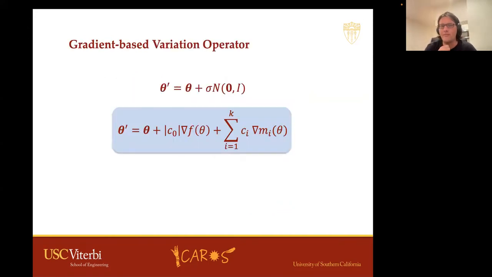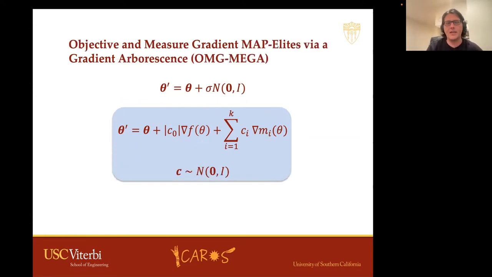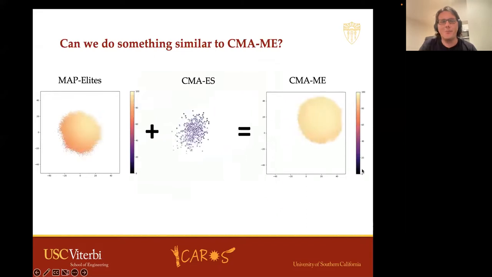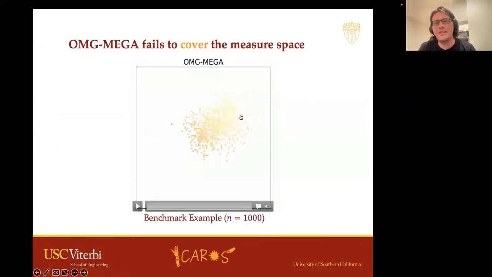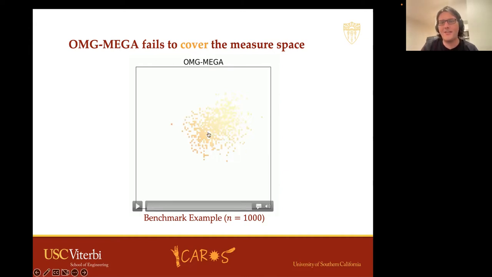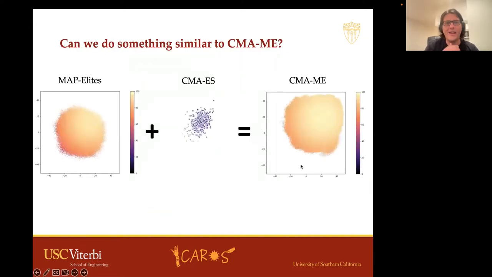We're going to put coefficients in front of our gradients. If we sample coefficients on how much to use the objective, how much to use the measure functions, and what direction, then we can take a linear combination of the gradients and get a perturbation operator on the parameter space. Because it's MAP-Elites, we sample that from a Gaussian, and the much lower dimensional space should work better. We can see that OMG-MEGA doesn't fill the entire measure space in this benchmark example, but it does pretty well. You can't see it doing well because the video is not playing.